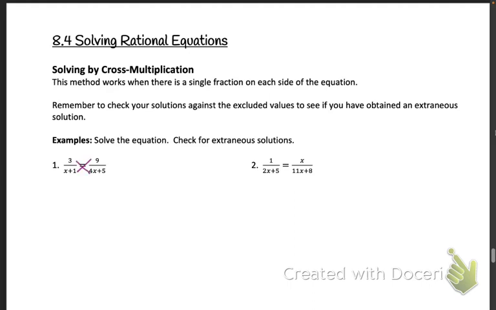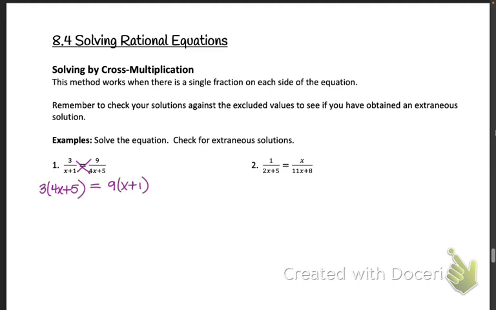I'm going to cross multiply, and we always write cross, so 3 times 4x plus 5 equals cross 9 times x plus 1. You're just solving a proportion. It doesn't matter whether you cross with the 3 or cross with the 9 first. If your equation is backwards, it's still the same. From there, you would just carry on to solve that equation.